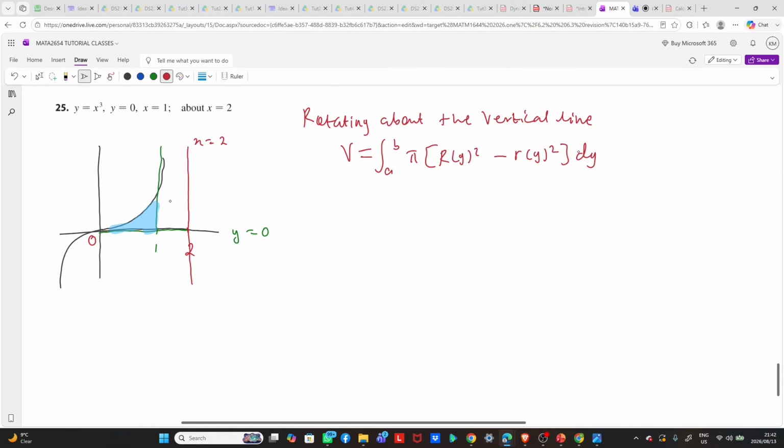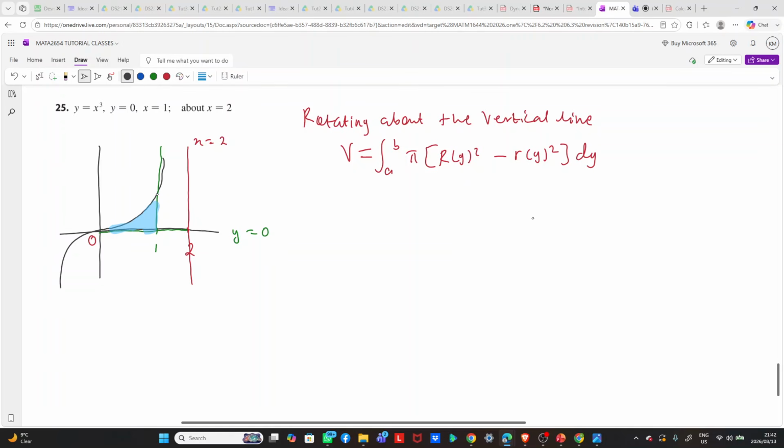Okay, it's more or less like you are rotating here. When you are rotating here, you integrate in terms of y. Now they've shifted the center to be at x equals 2. So you still integrate in terms of y.